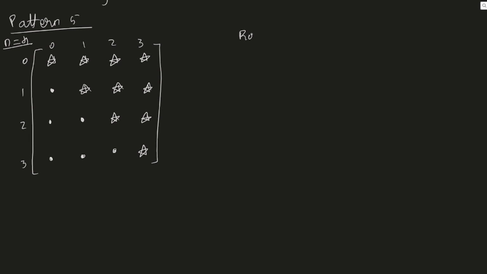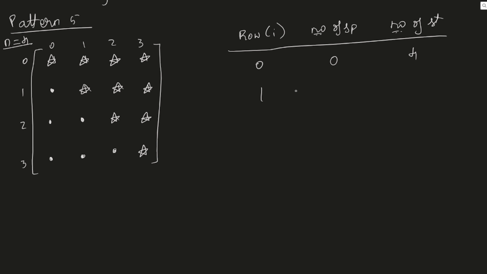Simple table with row representing I, number of spaces, number of stars. For row 0, we have 0 spaces. Number of stars is 4. For row 1, 1 space, 3 stars. For row 2, 2 spaces, 2 stars. For row 3, 3 spaces, 1 star.